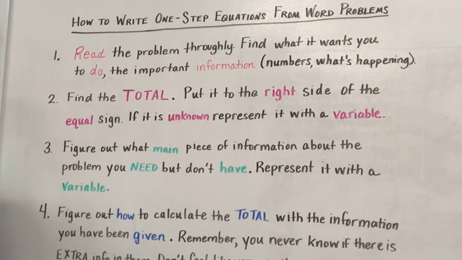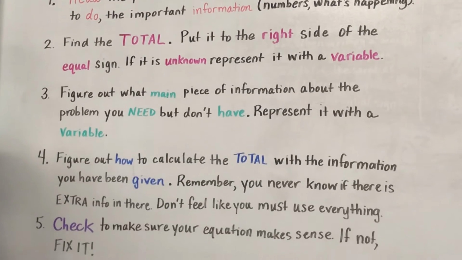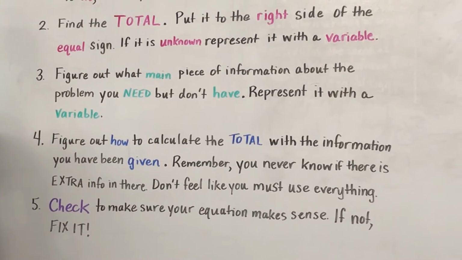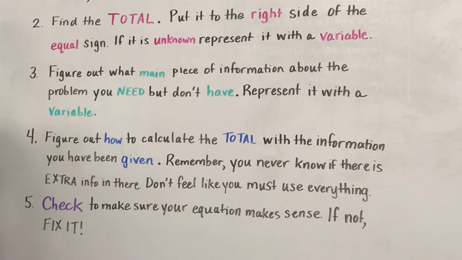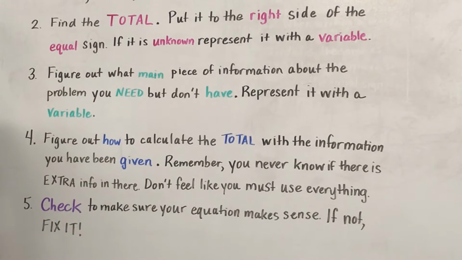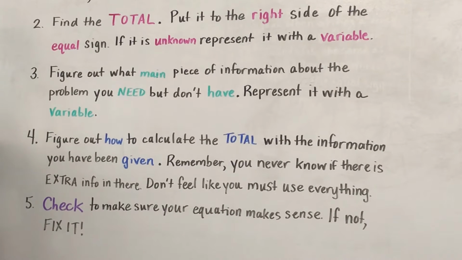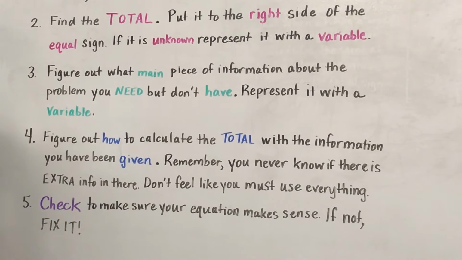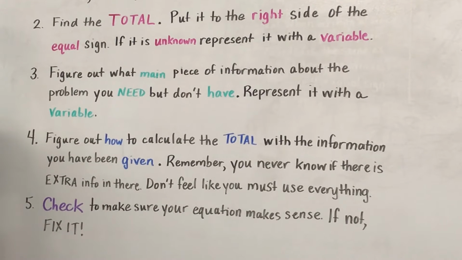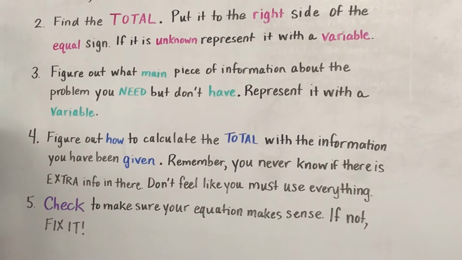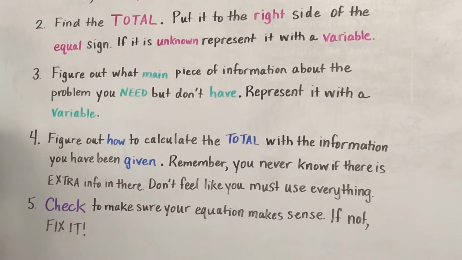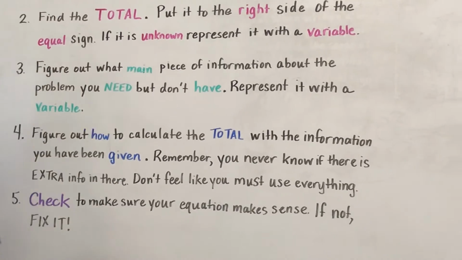Then you have to figure out what you would actually have to do to arrive at that total with the information that you've been given. Remember, there might be extra information in your problem that you don't need. The last thing that you should do is check and make sure that your equation makes sense in the situation. If it doesn't make sense, don't be afraid to try to fix it or start over. All right, so let's look at a problem.